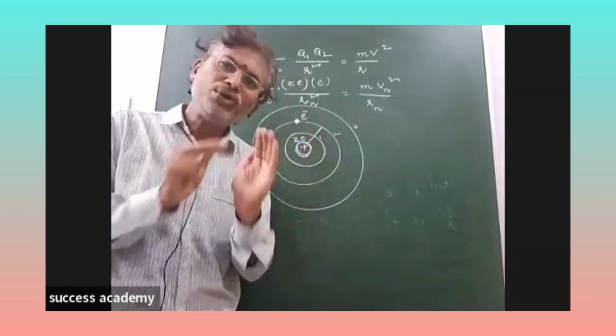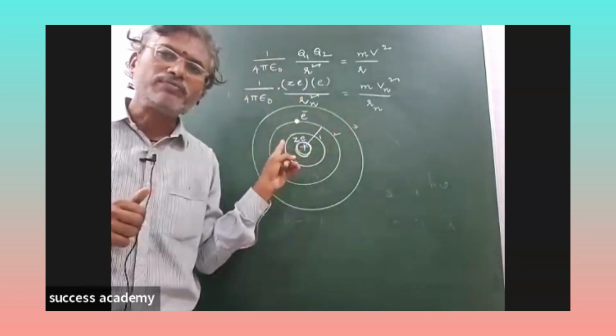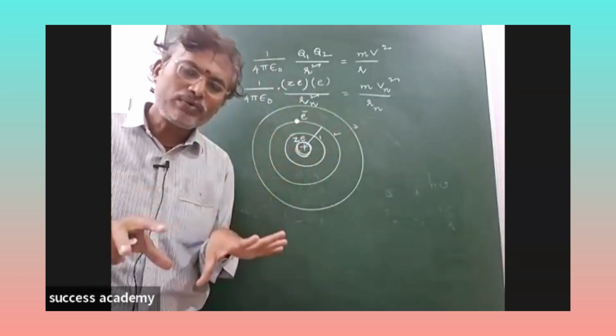Both are revolving. There the Earth is revolving, here the electron is revolving. Is this clear now?